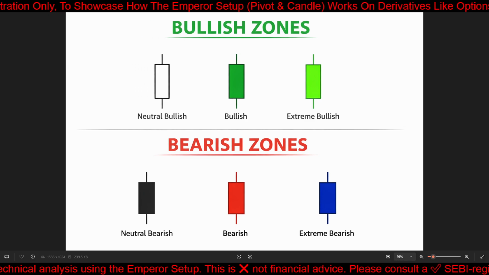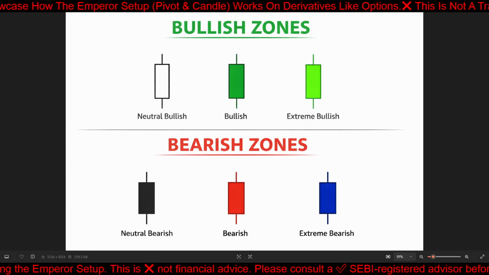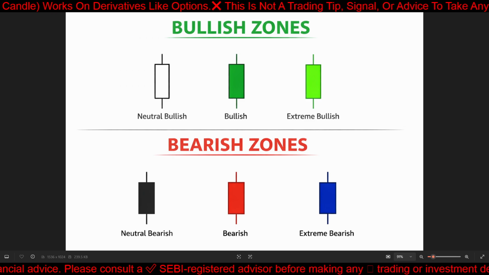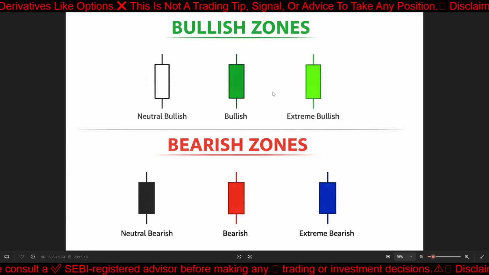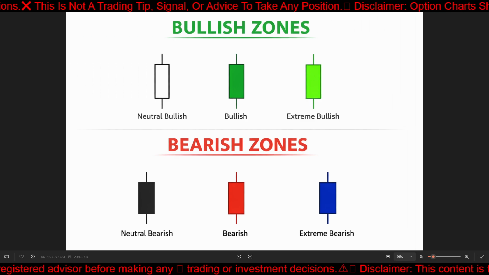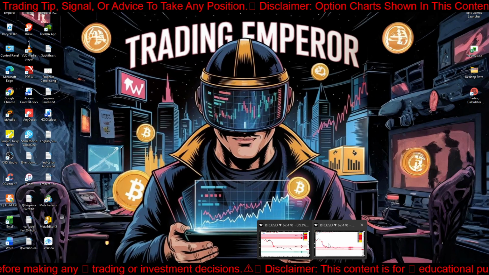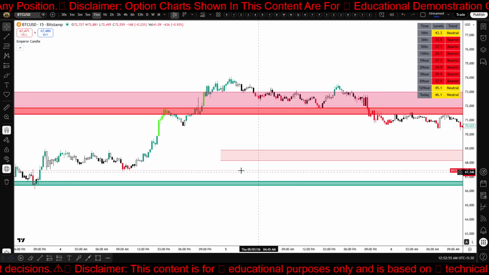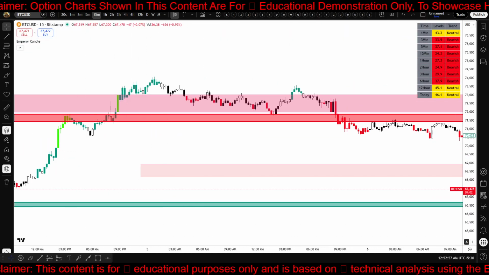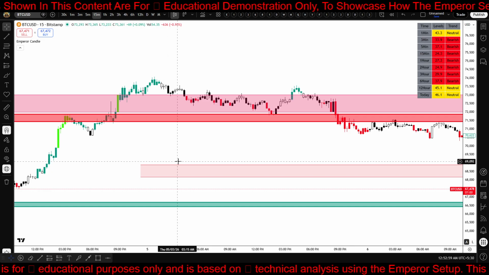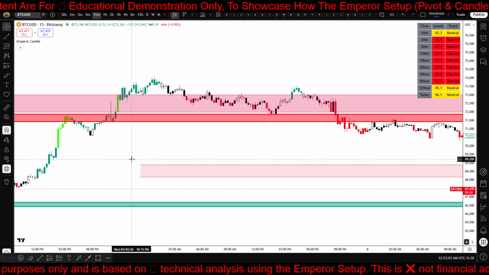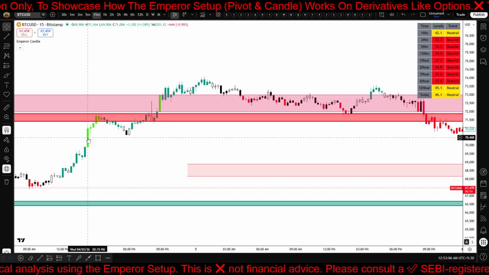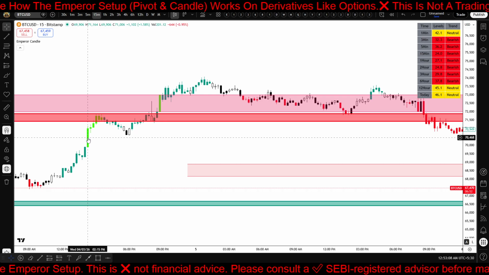So first we will talk about bullish side candle. Let's start with bullish candle, which represents buying pressure in the market. There are three bullish candles, as I said. So we will count this as first. This first candle is a lime green. This is the strongest bullish candle in the system.